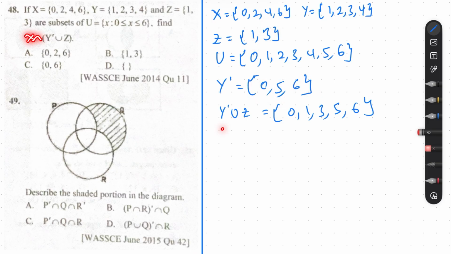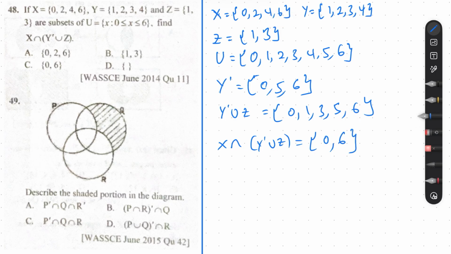Okay, cool. Now we need to find x intersection this, which means the elements that are common to this and this. So x intersection y complement union z will be the elements common to this and this. We have 0 here, 0 here, so it enters into our solution set. 2 here, 2 is not here, so it does not enter. 4 here, 4 is not here, so it does not enter. You have 6 here and 6 here, so 6 comes here.